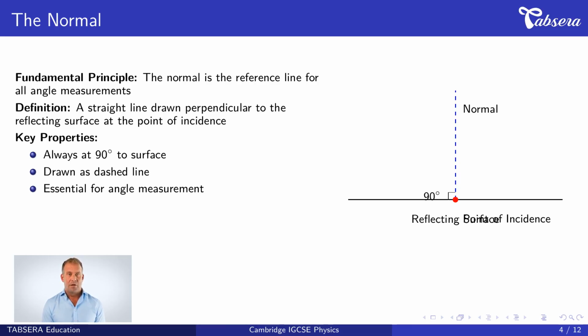Key properties include: first, it's always at 90 degrees to the surface, regardless of surface orientation. Second, we draw it as a dashed line to distinguish it from light rays. Third, it's essential for accurate angle measurement. The diagram illustrates these features clearly. Notice the right angle symbol showing the 90-degree relationship between normal and surface.